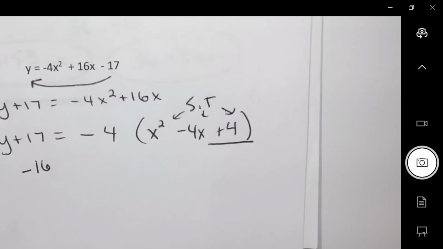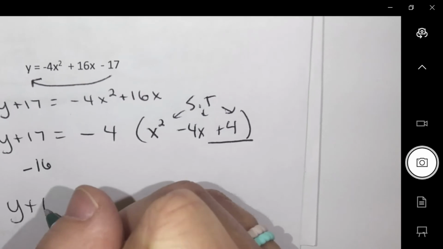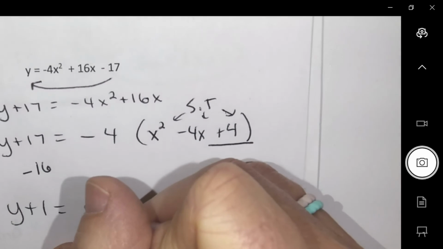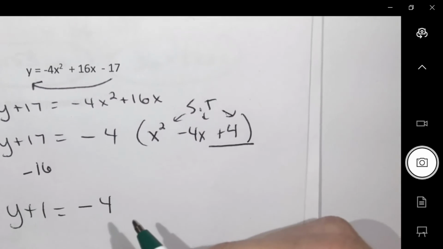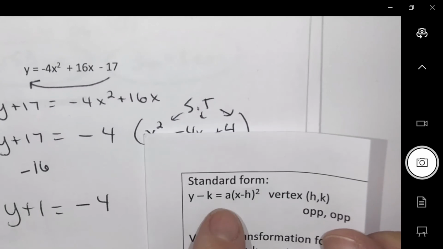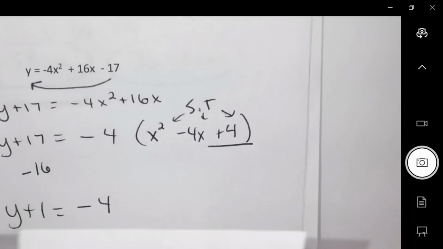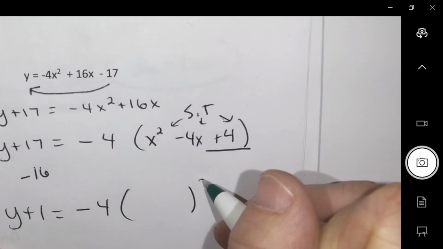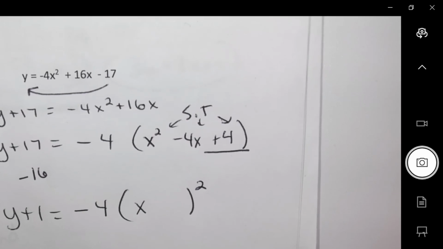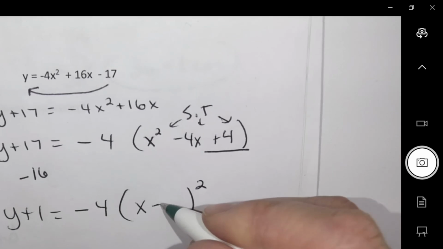Last step, finalize it. So y plus 1 equals the slope. I'm looking at my formula sheet. So y plus 1 equals the slope bracket x minus 2.